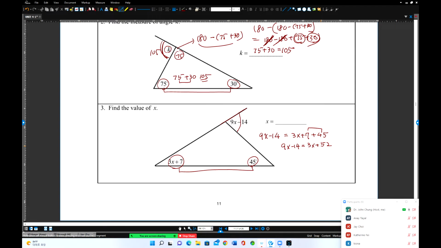Okay, now we're going to isolate the variable terms and the constants separately. This plus 14 moves to the right, right? Plus 14. Minus 3x moves to the left. On the left-hand side we get only 6x, and on the right-hand side 52 plus 14 is 66. Okay, so when you divide by 6, x equals 11, right? The value of x is 11.